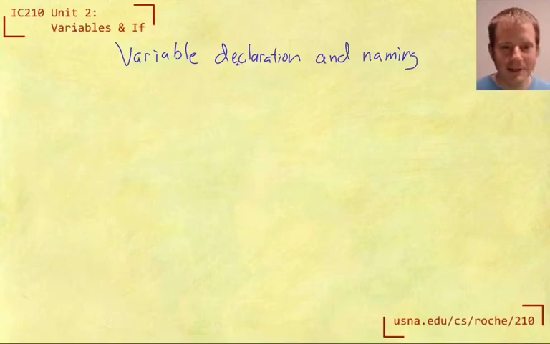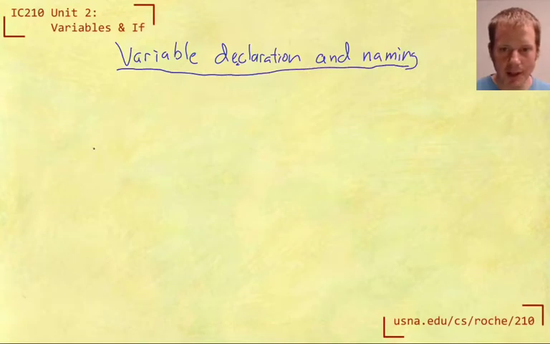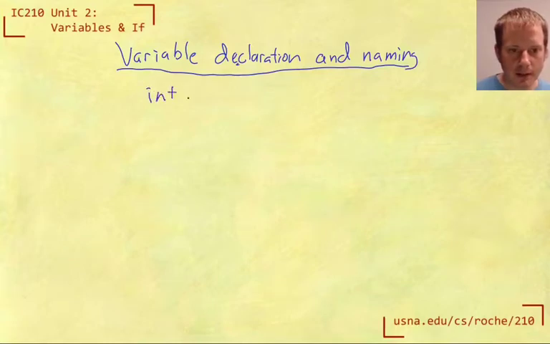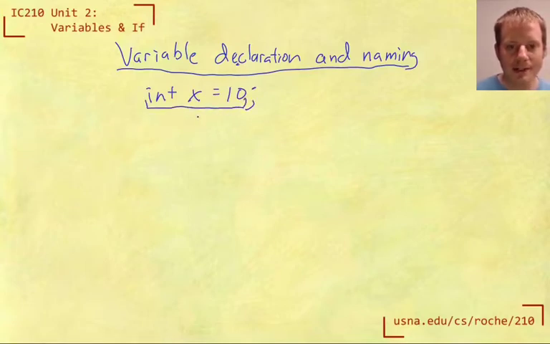Hi, this is a short video just to mention a few things about variable declaration and naming. So far we've been a little bit loose and we've done things like int x equals 10. This is actually doing two things. This is declaring a variable and assigning it.